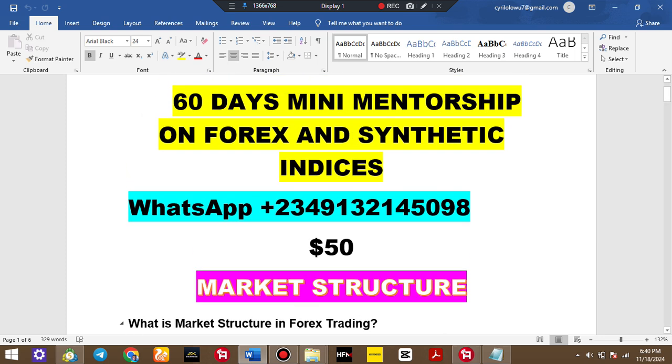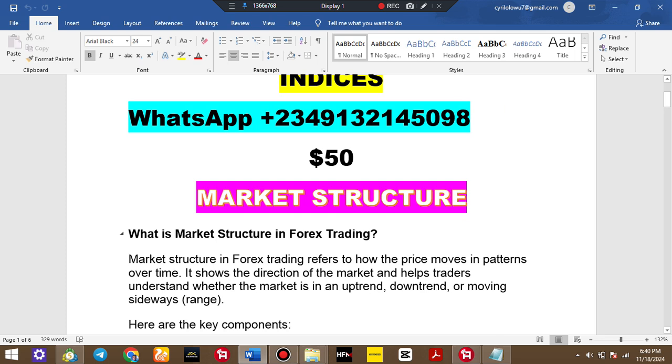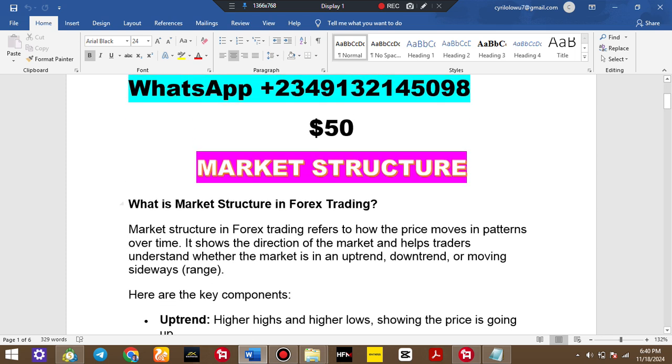Today we're going to be talking about the major concepts which every trader in the forex market needs to understand before you can start the journey smoothly. That means before you can be profitable, and that is market structure. Market structure is one of the major concepts in the forex market which every new trader must understand, and know how to apply it in their day-to-day trading activity for them to be profitable.